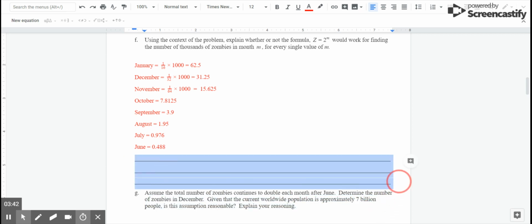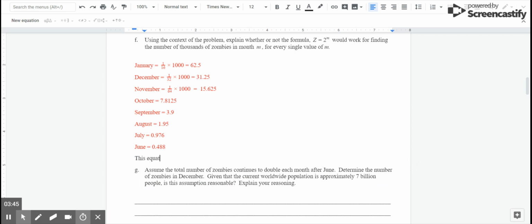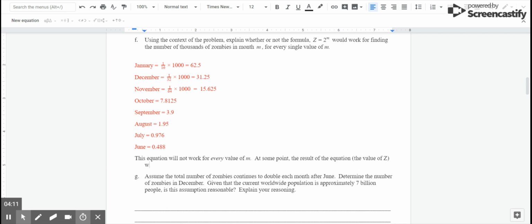So in summary, this equation will not work for every value of m. At some point, the result of the equation, which is the value of z, won't represent a whole number of zombies, and therefore doesn't make sense with this formula.